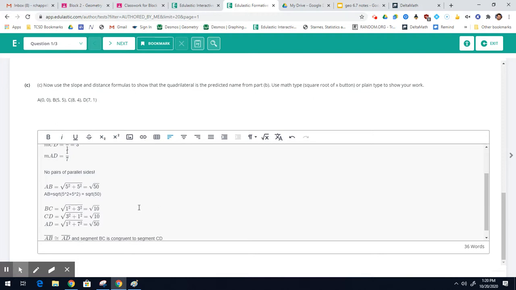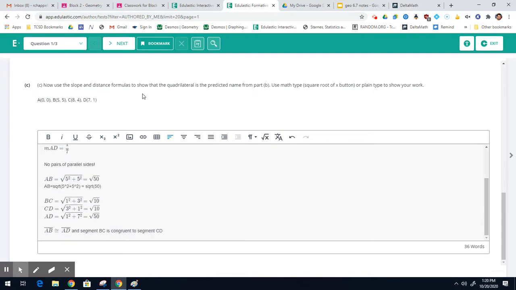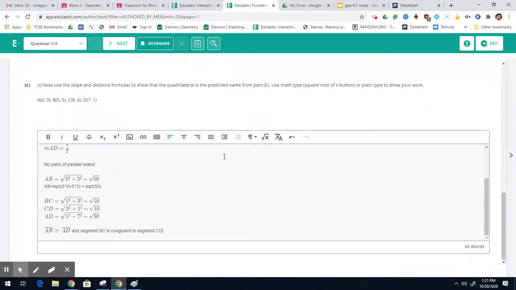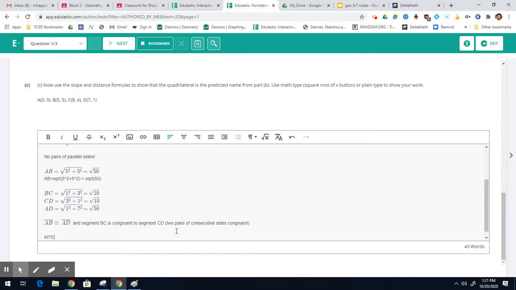And where are these two things at? If you look at the picture up here, AB and AD are consecutive sides, and so are BC and CD, which are your two that are linked. So we just showed that we have two pairs of consecutive sides congruent. And that makes this a kite. And that's how you're going to submit the problem.